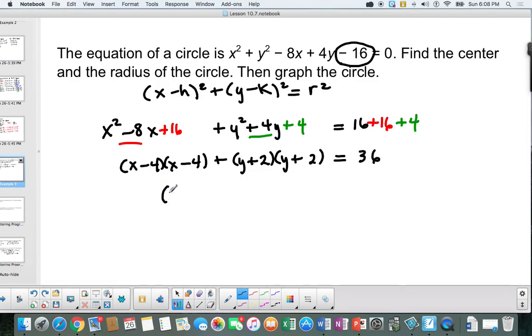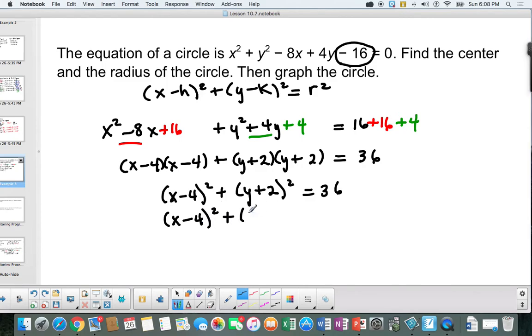Now I'm going to write that in the square form, and then I'm going to write this in the square form, and that's 36. I'm going to do one more step to help you. I'm going to rewrite this as y take away a negative 2 squared equals 36.